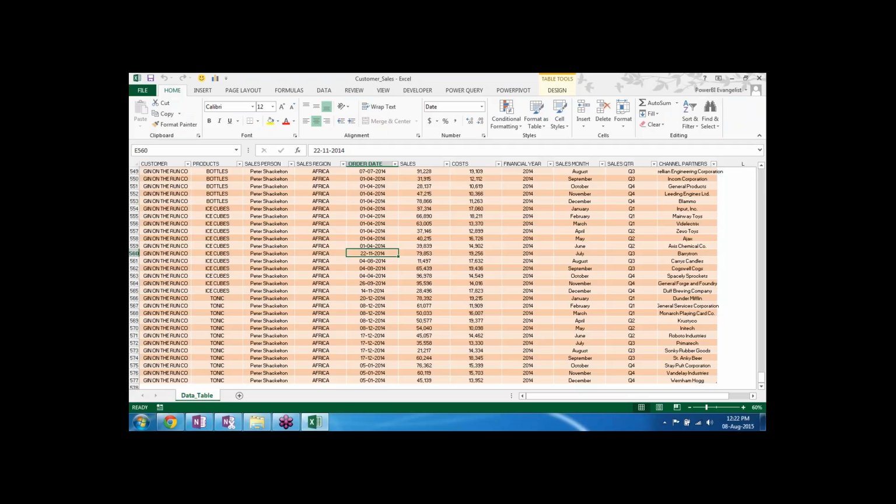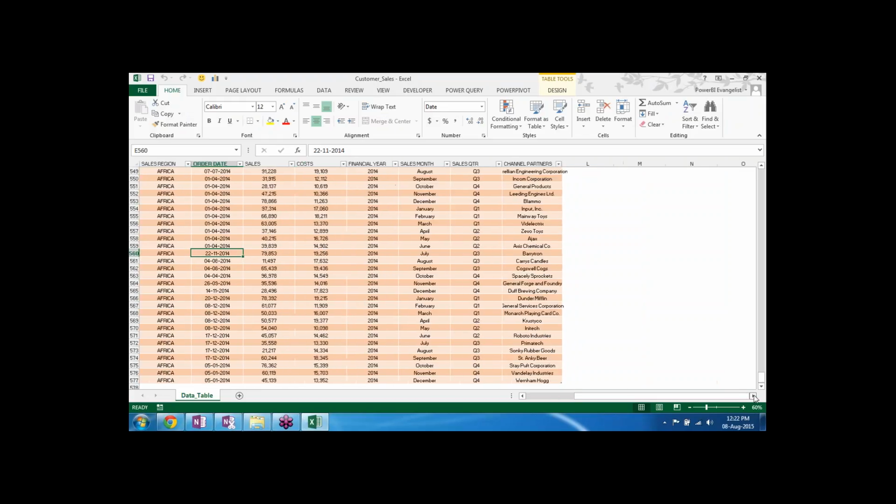This is data from a particular vendor who is dealing with different customers. There are some customers, and some product lines that they are maintaining. They have some salespersons. They deal with some sales ranges as well, some order date, sales, cost, and financial year. And all these things are there: sales month, which month they have recorded the sales, and quarter and channel partners. All these things are there.